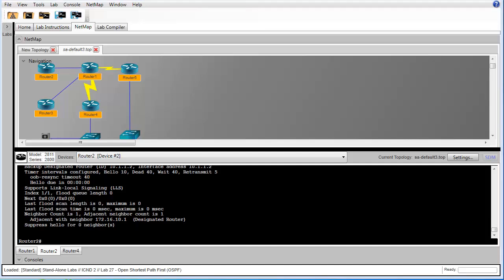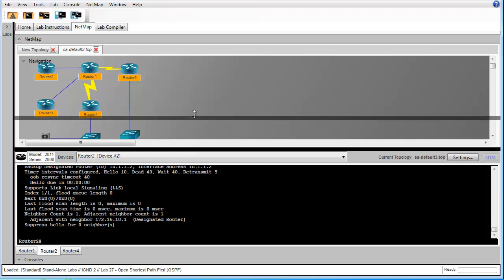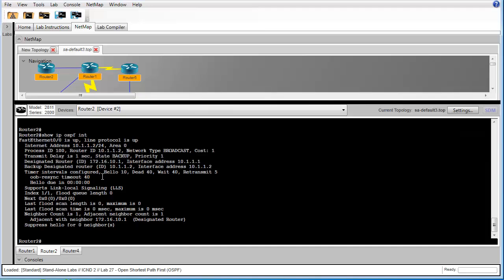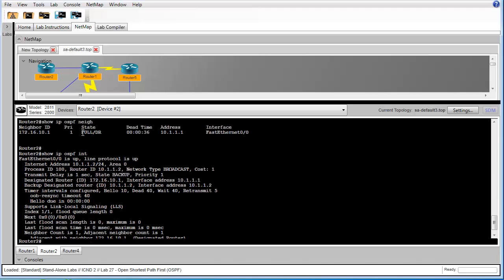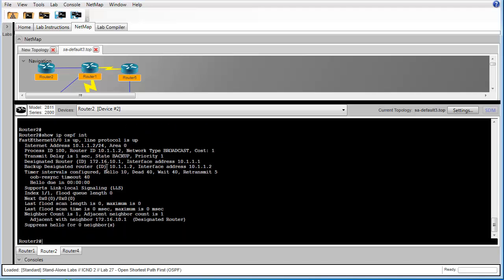And finally, in step 6, we're asked to issue the show IP OSPF interface command to observe information about the interface. And we're asked another question, what does state BACKUP indicate? This tells us that this interface, Fast Ethernet 0/0, in router 2 is the backup designated router on this broadcast network. So router 1 will actually have to be the DR, which is what we observed in the previous command, and this is the BDR, or backup.